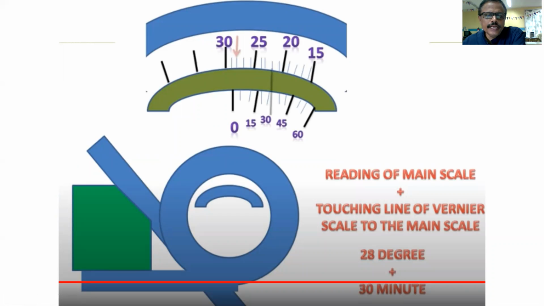So how to read the bevel protractor is important, and how to do the experiment on the bevel protractor. Here we have the workpiece and we want to measure the angle on this tilted surface. So we have placed the bevel protractor on this tilted surface.